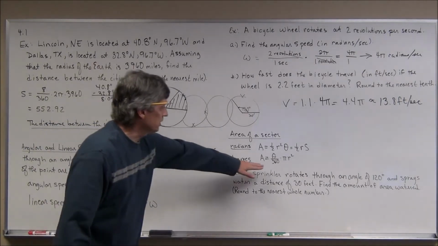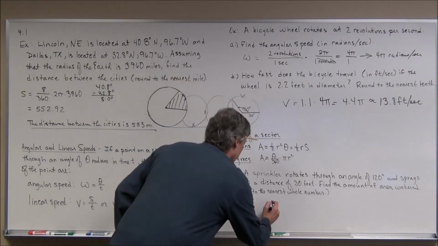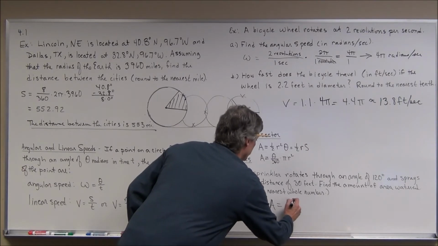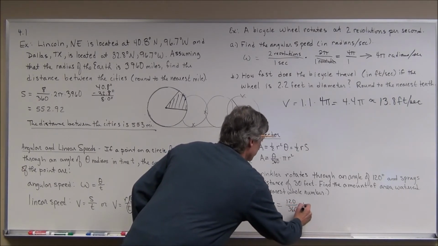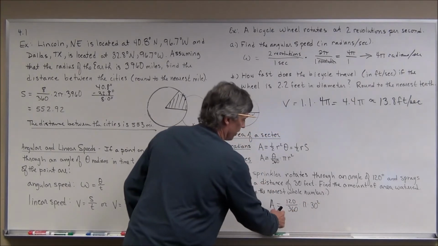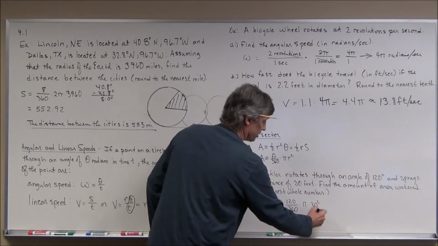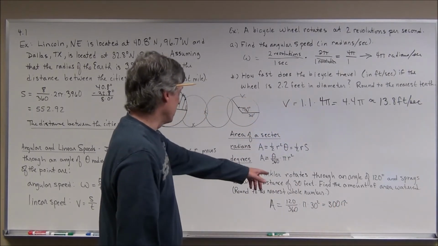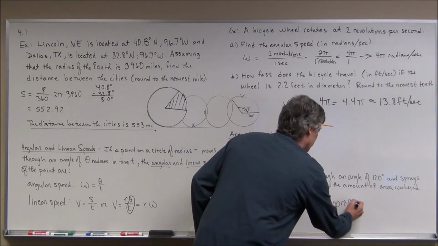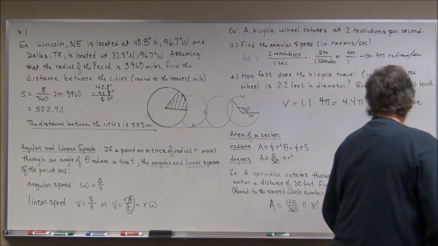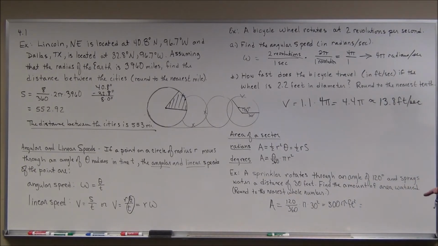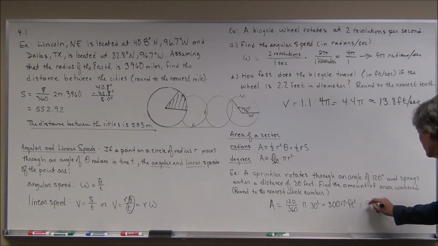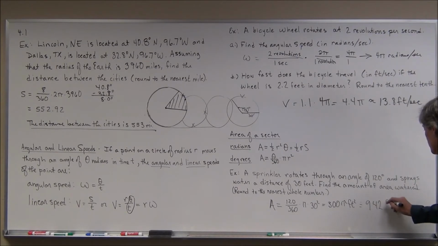To find this, I'm going to use this formula right down here, and I'm going to find that the area watered is equal to 120 divided by 360 times pi times 30 squared. Now this is 1/3 and this is 900, so this would be 300 pi, and this is going to be square feet. But it wants the answer to the nearest whole number, so I'm going to multiply 300 times 3.14159 and round to the nearest whole number, and this would be approximately 942 square feet. Okay, which is the answer to the problem there.